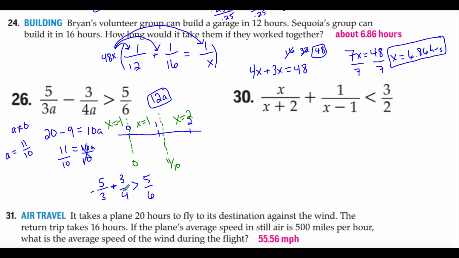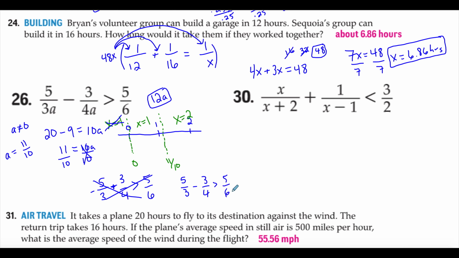This is only 3/4, so that's still a negative. So is that greater than 5/6? No, this one's out. So this interval is out. Let's check the 1. All right, so 5/3 minus 3/4 greater than 5/6.